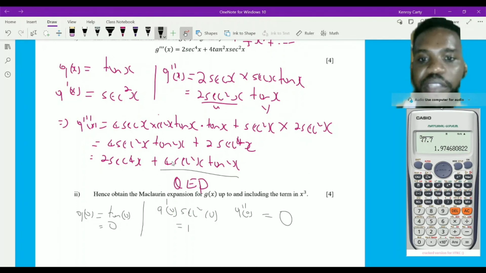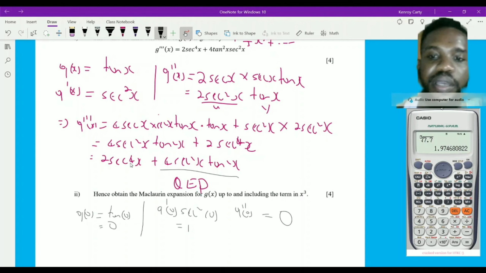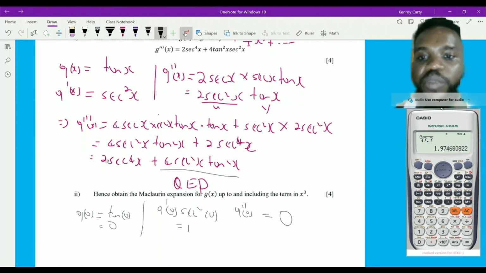Because tan is here, automatically this part is 0. The sec squared part doesn't matter because sec is 1 over cos, and cos of 0 is 1. So it doesn't matter what you raise 1 to, it's still going to be 1. Then you multiply it by 2. So we can actually say g triple prime of 0 is equal to 2.